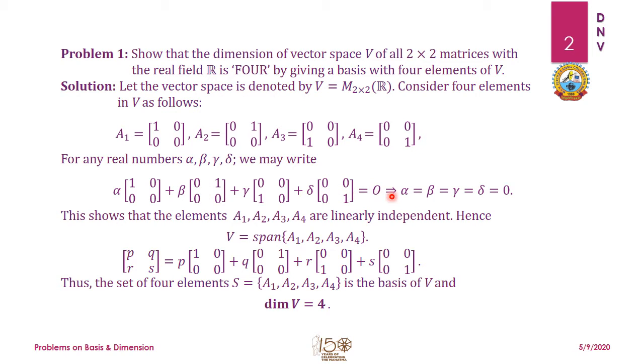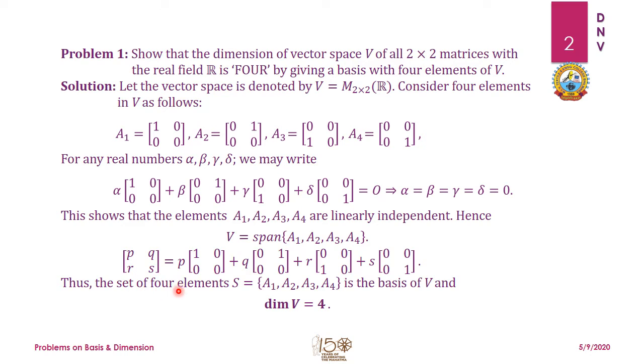So it is possible only when all the 4 real numbers we have chosen are 0, and this shows that all the elements A1, A2, A3, A4 are linearly independent, and hence we can say that these 4 elements span the vector space V. Why? This can be proved with the help of this expression, that PQRS is any arbitrary element in V which can be expressed as a linear combination of these 4 vectors.